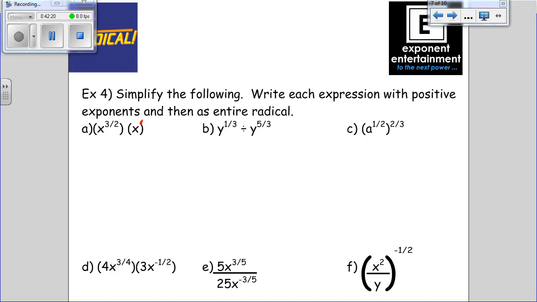2.5. 2.5 is not an acceptable answer because we don't like decimals in this class. So you're going to go math, frac. And the 2.5 is going to change to be 5 over 2. That's your new fraction. So that means this thing combines to be x to the power of 5 over 2. Just let your calculator do the addition and subtraction.